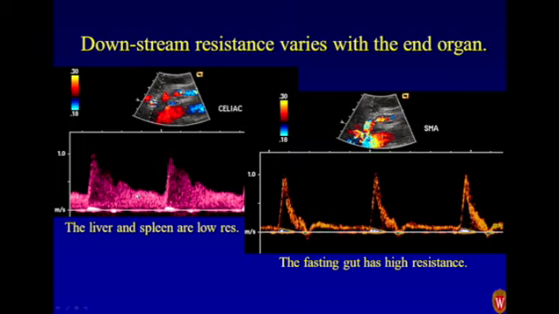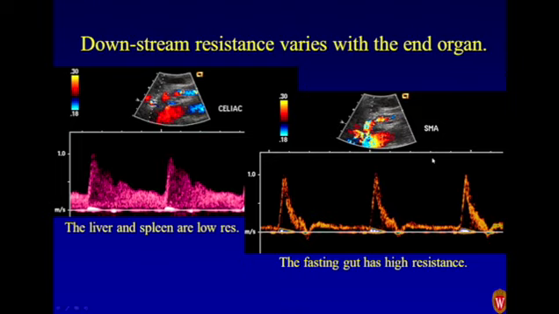This is a relatively low resistance waveform. This is a high resistance waveform. There's very little diastolic flow. Why the difference? It's a function of what these two blood vessels are perfusing. The celiac artery is perfusing the spleen, the liver, a little bit of the stomach. All right, these are solid organs. They basically function all the time. They are taking all the blood that they can get.